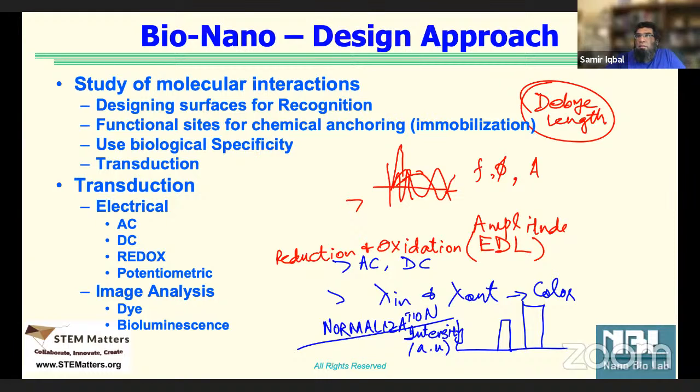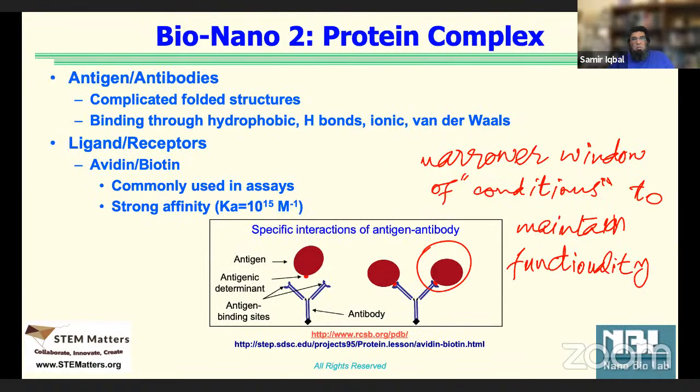Questions? I think this is slightly more going into how you would design a bio-nano interface, or how we would measure our sensor, right? So how we prove to people that this is actually happening, whatever we put down on a surface. So DNA we have talked about. Let's talk about protein complexes.